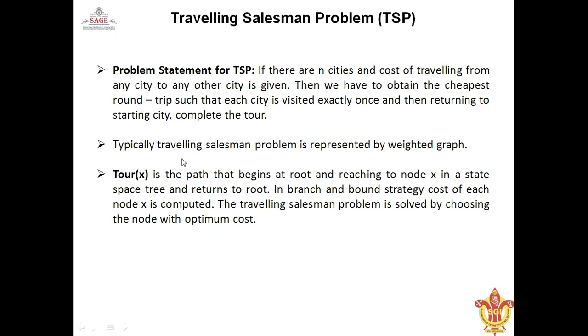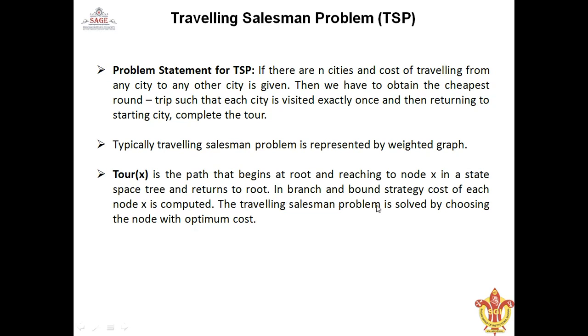Typically, the traveling salesman problem is represented by a weighted graph. Definitely, then we are going to compute the cost of traveling to that city. So tour X is the path that begins at the root, reaches node X in a state space tree, and returns to the root. So we'll have to make a state space tree diagram there.